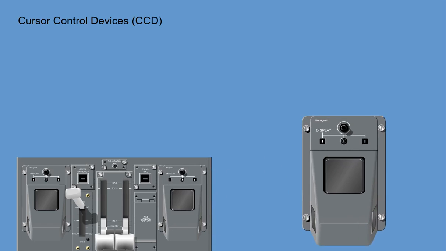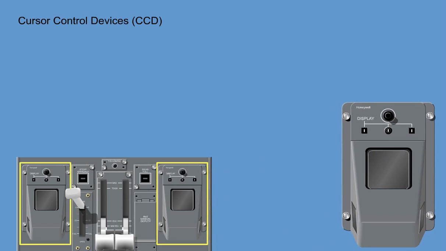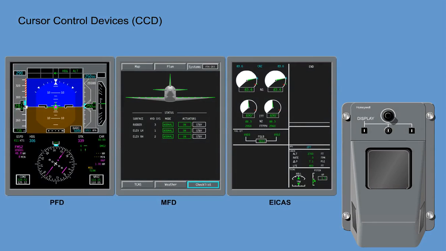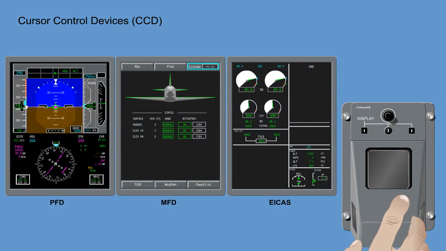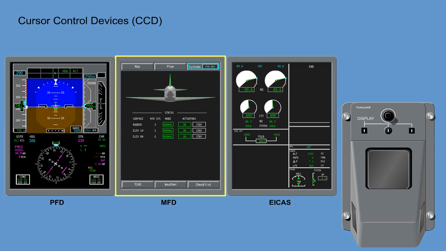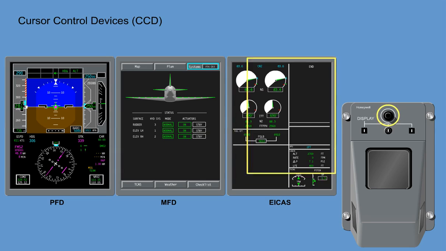The cursor control devices, CCD, are installed on both sides of the control pedestal panel. They allow the flight crew to quickly select the displays and position the cursor within the different selectable menus. The CCDs are primarily used on the MFD for selection of formats and functions. They also provide radio tuning on the PFD and ICAS message scrolling on the ICAS display.